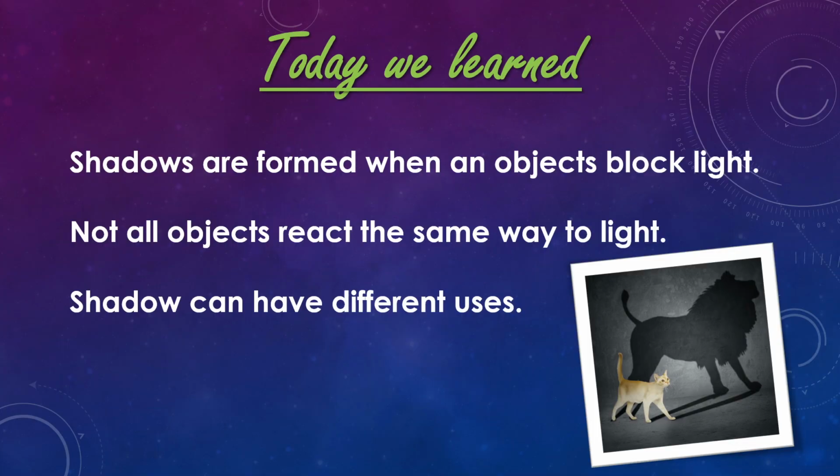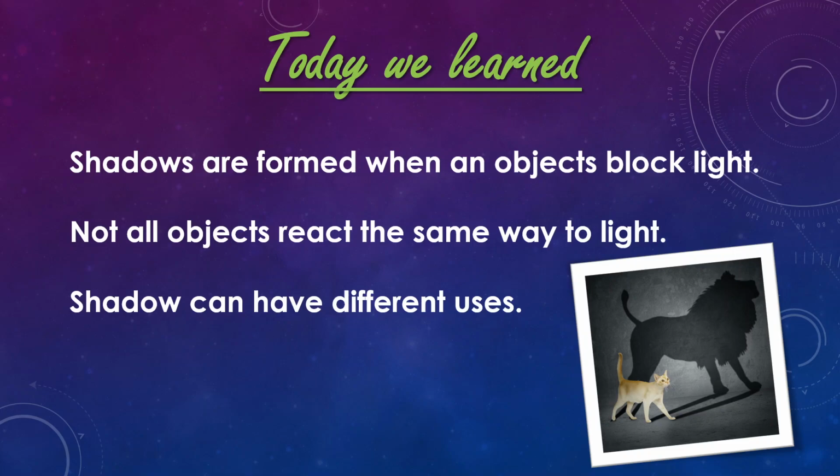So today we learned that shadows are formed when an object blocks light, right? So when an object blocks light, shadows are formed. Not all objects react the same way to light. So remember that you have the opaque, translucent, transparent, reflective, right? And shadows can have different uses.